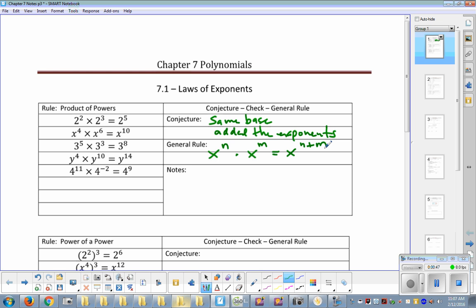Note that if I have, let's say, a squared times b to the fourth, for example, then we cannot add the exponents. So just leave it as is. This one will just be equal to a squared b to the fourth. We cannot simplify this anymore. We can only add exponents if we have the same base. All right, that's rule number 1, product of powers.